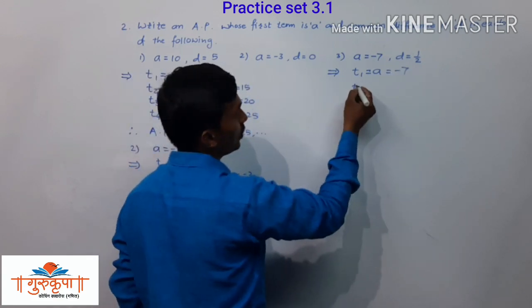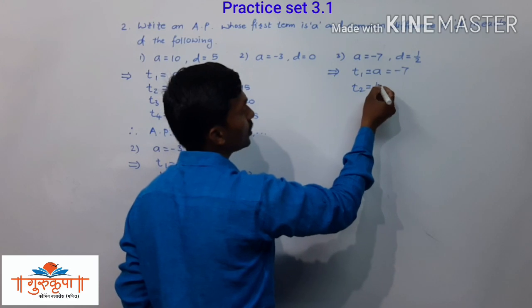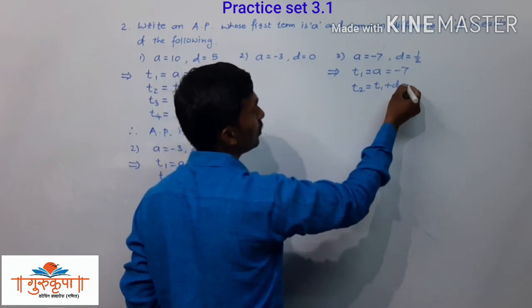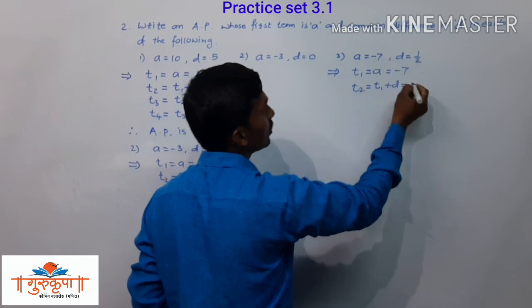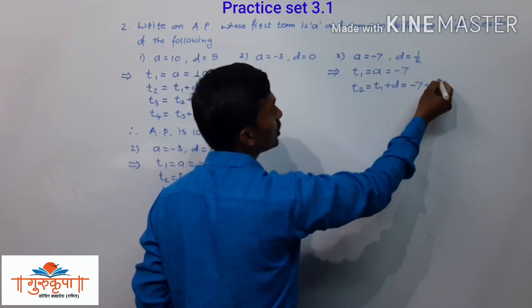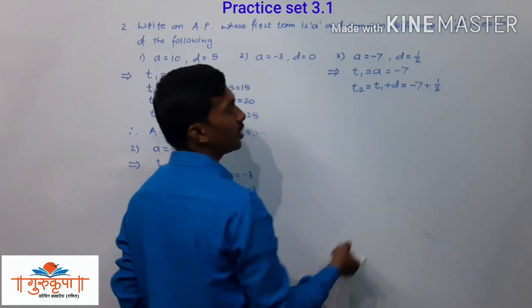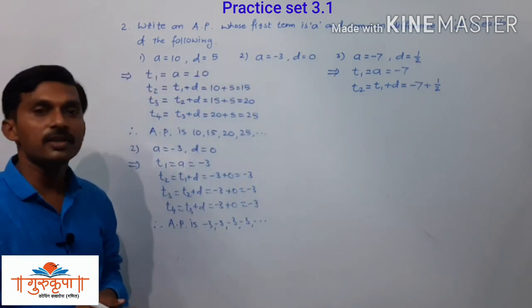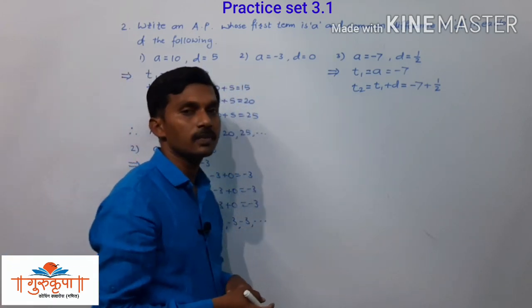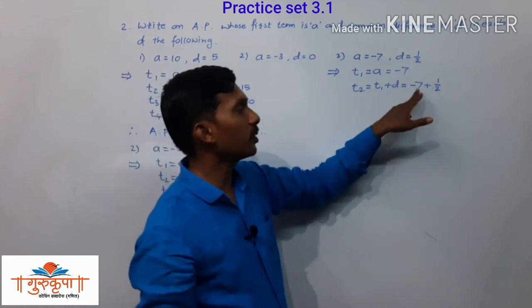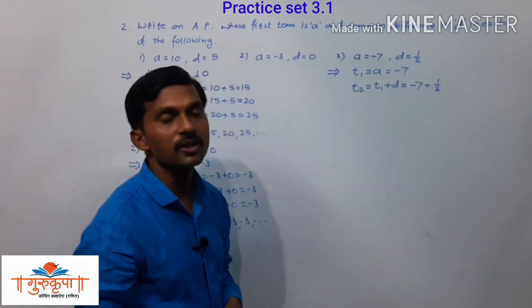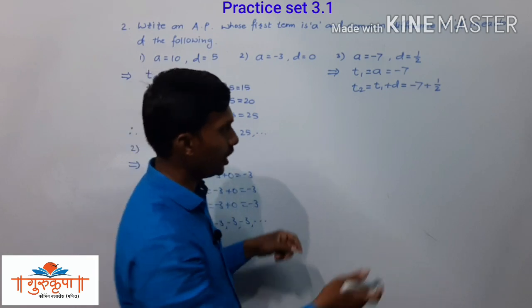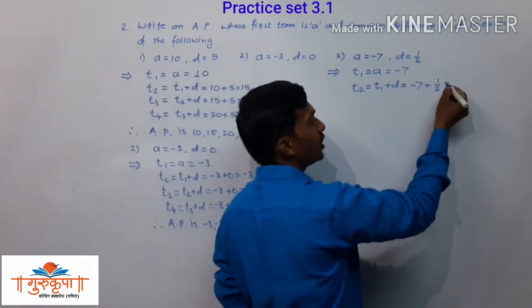Now T2 is equal to T1 plus D. T1 is minus 7, plus D is half. You can write half as 0.5 also, or if we subtract half from 7 we will get 6.5, that is simply minus 13 upon 2. We have to calculate this, we have to simplify this.